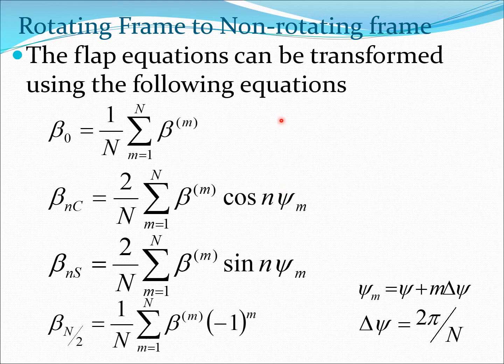So one of the ways to convert these equations to the non-rotating frame is to use these four equations for transformation. And here your beta m are the degrees of freedom in the rotating frame. And when you transform to the fixed frame, you get beta 0, beta nc, beta ns, and beta n by 2. Now, these degrees of freedom are in the non-rotating frame. Here your psi m in the rotating side of the equations would correspond to psi plus m into delta psi, and delta psi is 2 pi by n. So that essentially ensures that you are capturing the appropriate psi for the different locations of the n number of blades.